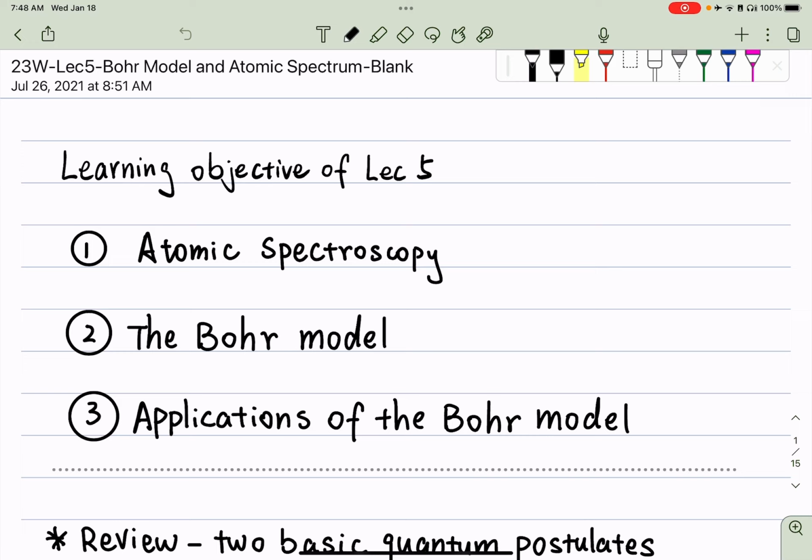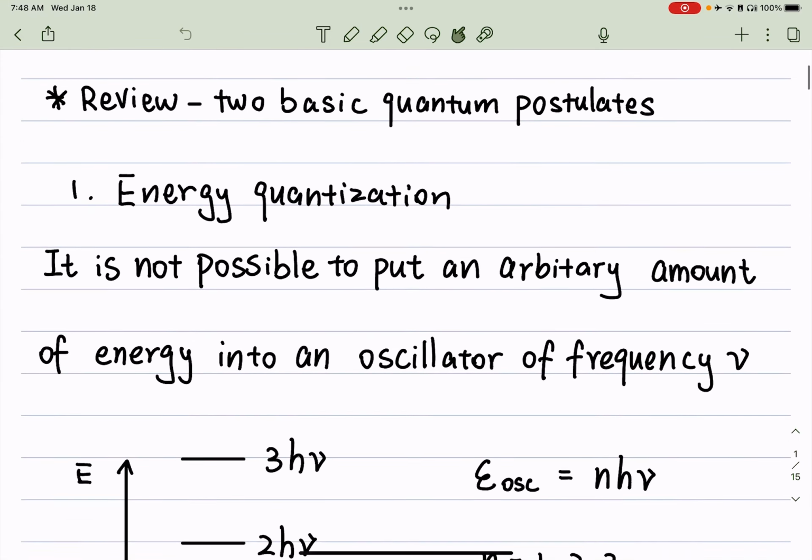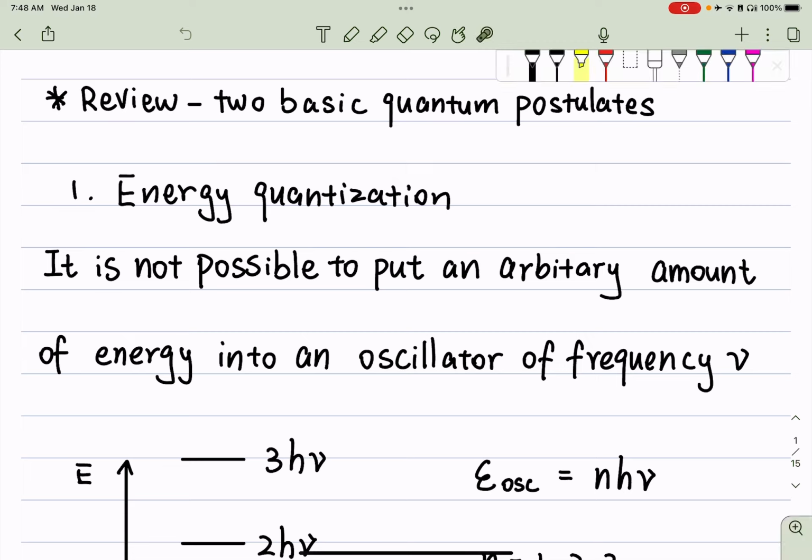So in lecture 5, what we're covering are two major topics. The first one is atomic spectroscopy, and the second is how to analyze atomic spectroscopy using the Bohr model. All right. So before we get started, we always have a quick review on the topic we covered before.